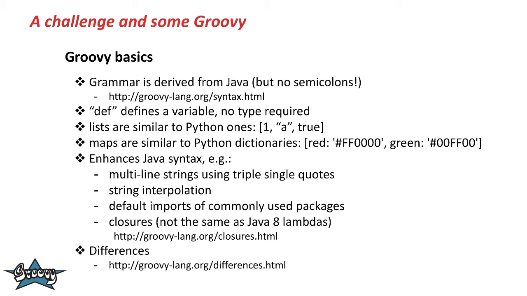And last but not least, closures. They are not quite the same as Java 8 lambdas, but they're a very powerful tool. They're anonymous code blocks which can take parameters and return values as well, and can be assigned to variables. If you want to look at some differences between Java and Groovy, then follow the link.